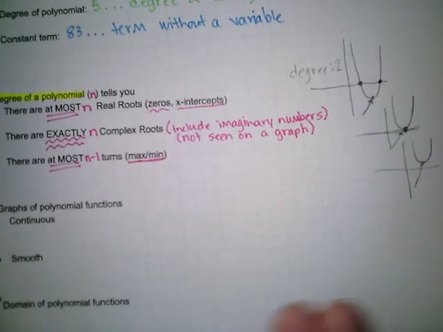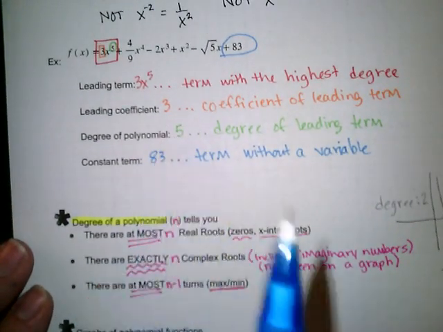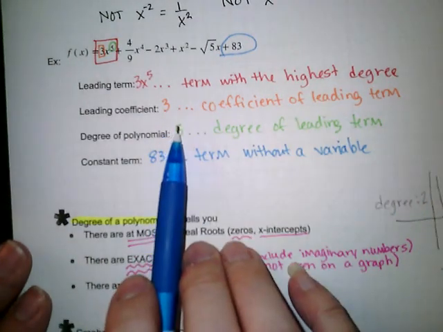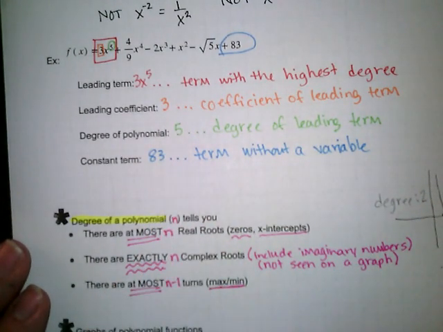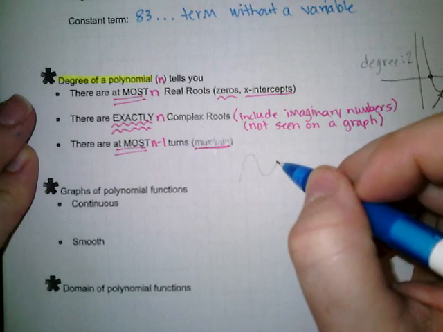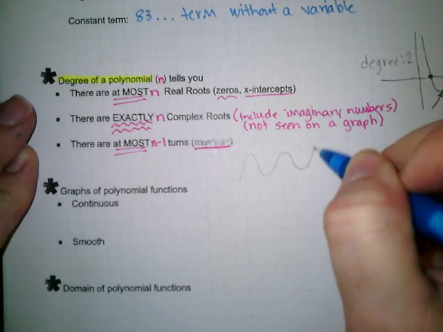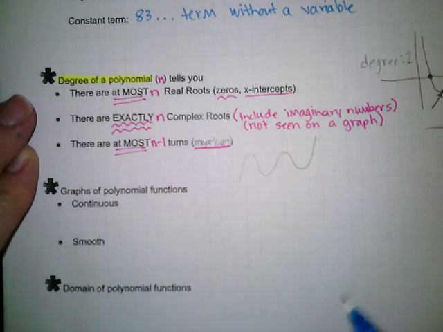1 turn. So on a degree 5, I would say that there are at most 5 real roots. There are exactly 5 complex roots, and this polynomial can have at most 4 turns. So it could go, there's 1 turn, 2 turns, 3 turns, 4 turns. 1, 2, 3, 4. But it doesn't have to have that many.